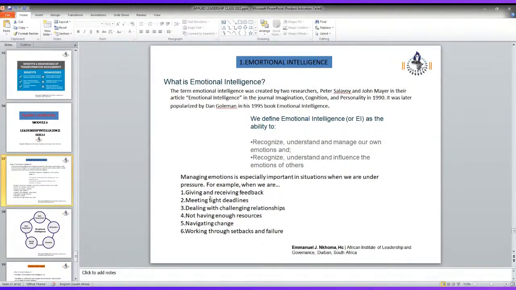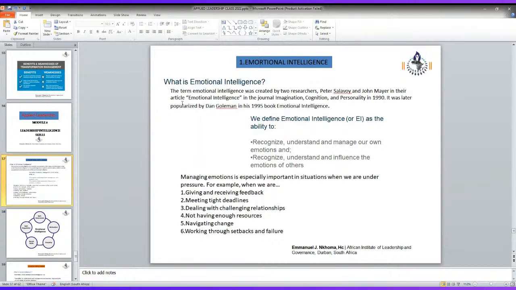This is very important for each participant to understand that emotional intelligence is a key factor to the success of your organization or your business. What is emotional intelligence?